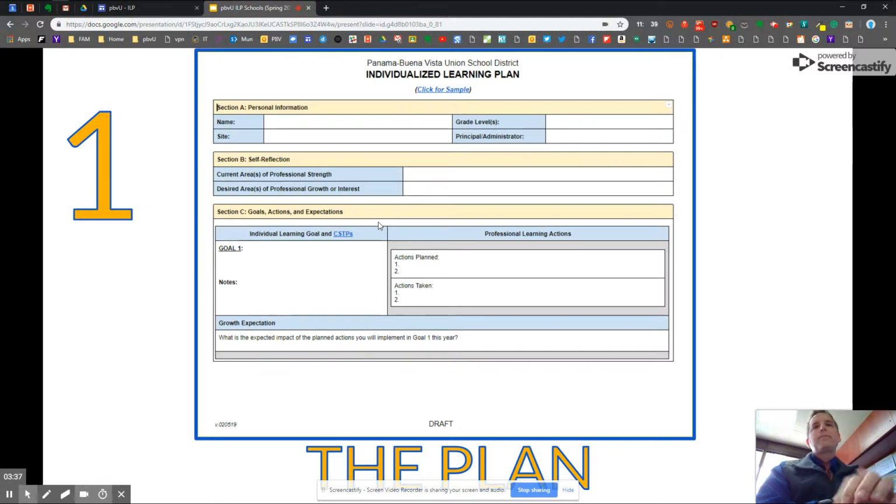So basic information, you would type in first and last name, the grade levels or department, site, your program administrator, maybe it's your principal at a school site, and then with self-reflection, areas of professional strength and areas of professional growth or interest. So on the strength side, a little easier. That might be what I'm feeling confident about right now. What have I spent a lot of time on maybe in the last couple of years focusing in on?